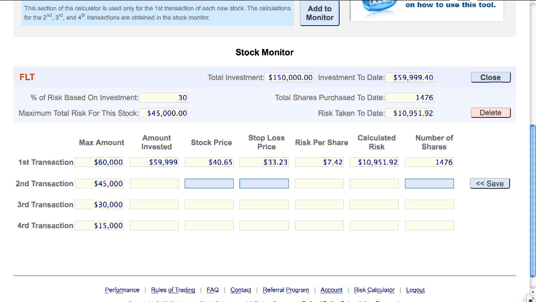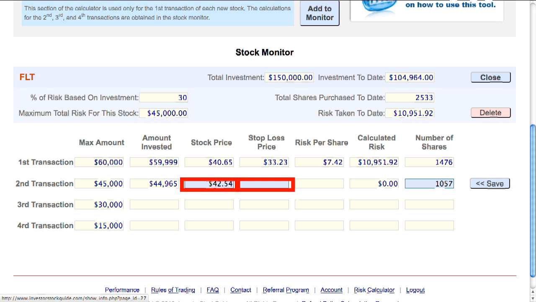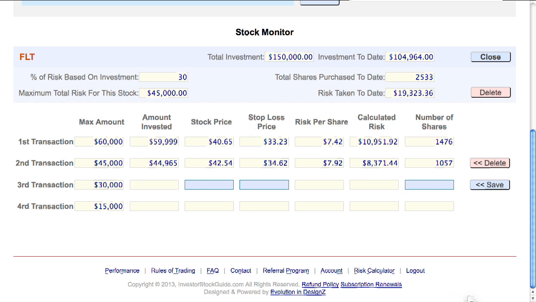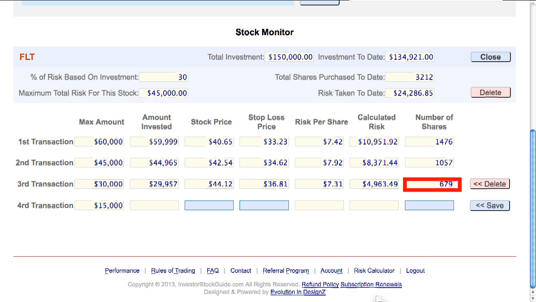The second buy for FLT occurred on August 19th at a price of $42.54, entered here. Stop loss price of $34.62, entered here. The calculator determined to buy an additional 1,057 shares of FLT. Then click Save. The third buy occurred on September 9th at a price of $44.12 with a stop loss price of $36.81. The calculator determined to buy an additional 679 shares.